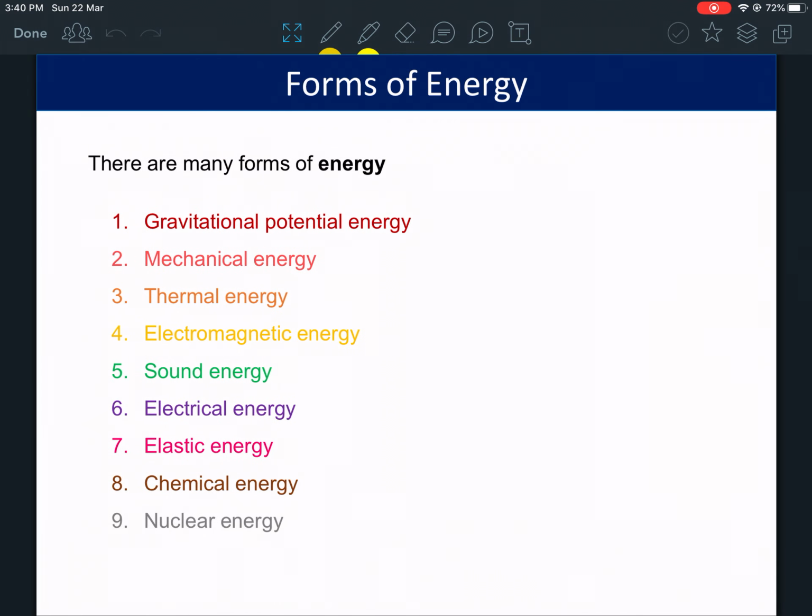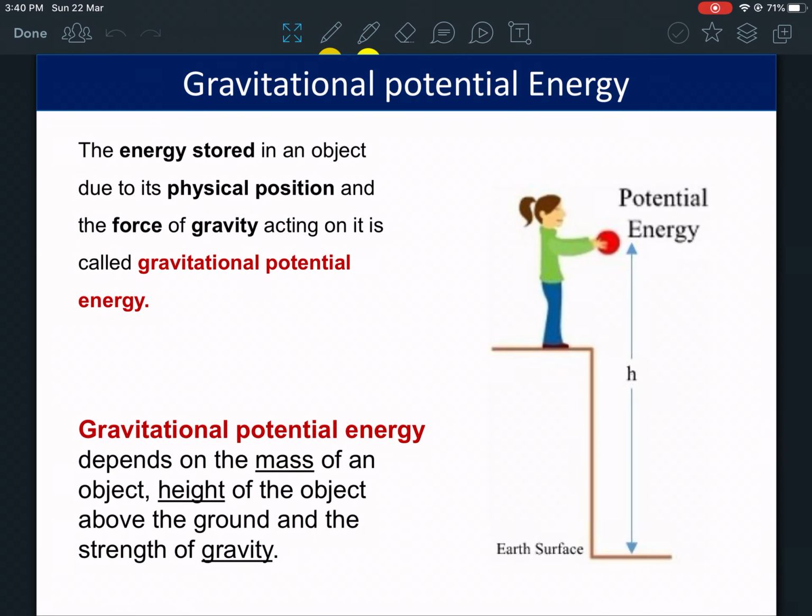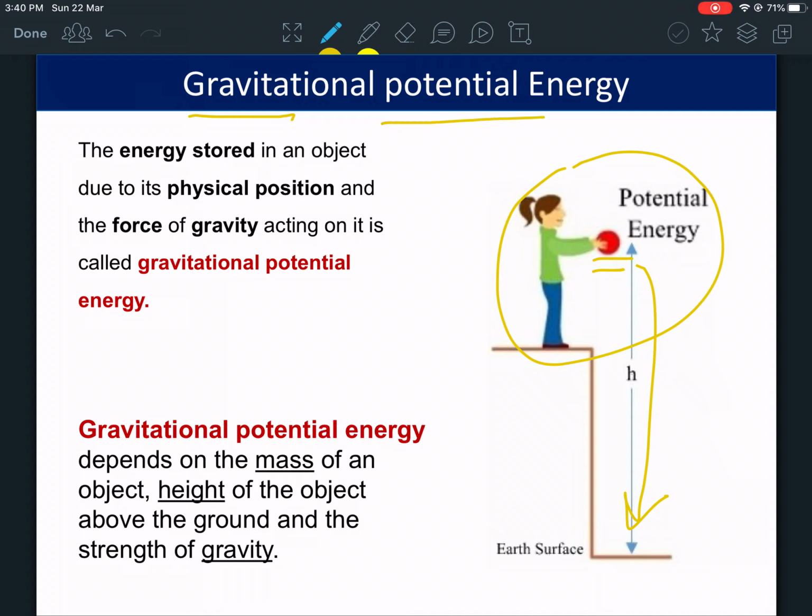Okay, so we have 9 forms of energy. First one is gravitational potential energy. It comes from the word gravity. As you can see here, you can see this lady over here. She's holding the ball, but she's not letting it go. That means the ball has a potential to fall. So if the lady lets the ball go, or she stops holding it, the ball will fall. Why? Because the ball has energy that comes from gravity. It's called gravitational potential energy.